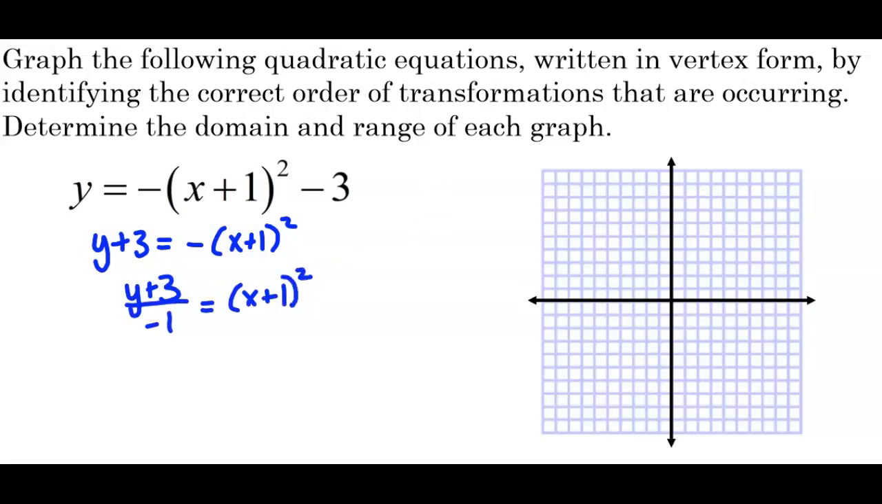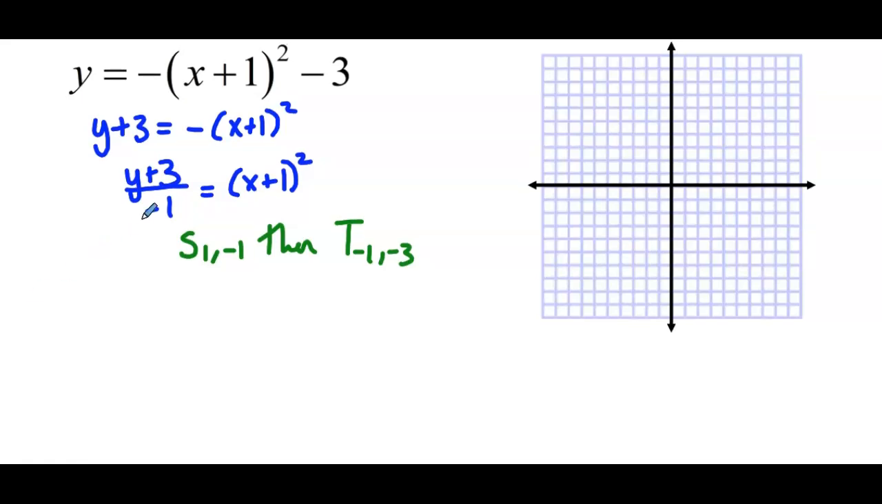So what this tells me is we have both a scaling and a translation. The scale factor would be (1, -1), so we have a reflection. And then we're going to follow that up with a translation of (-1, -3). So the vertex here should be at (-1, -3), so we'll confirm that to be true. And we're going to apply scaling followed by a translation.